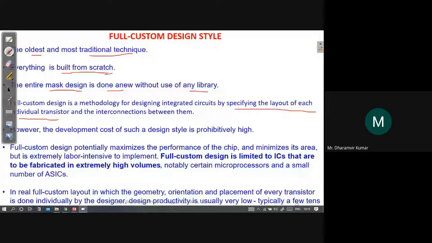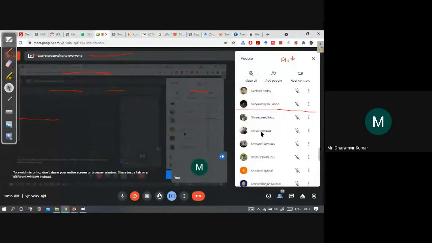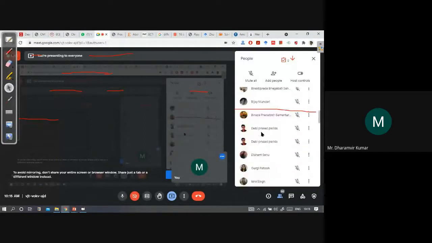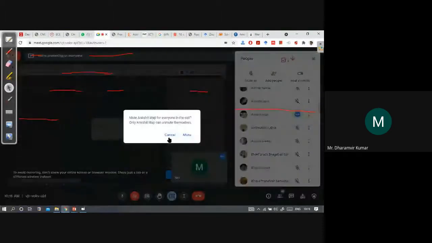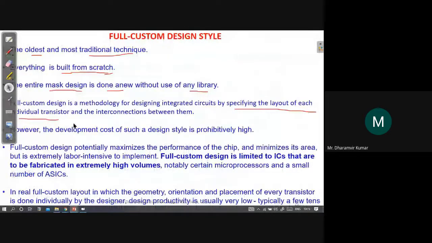Someone has unmuted his or her mic. Ankit.